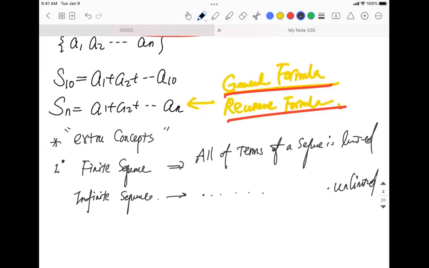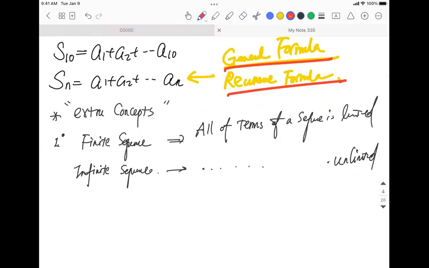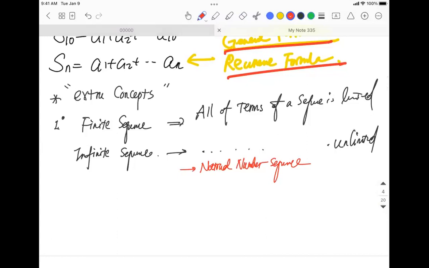For instance, let's give an example: the natural number sequence. The sequence of all natural numbers is an infinite sequence, because there are infinitely many natural numbers, which is quite understandable. So finite and infinite are about how many terms are in a sequence.